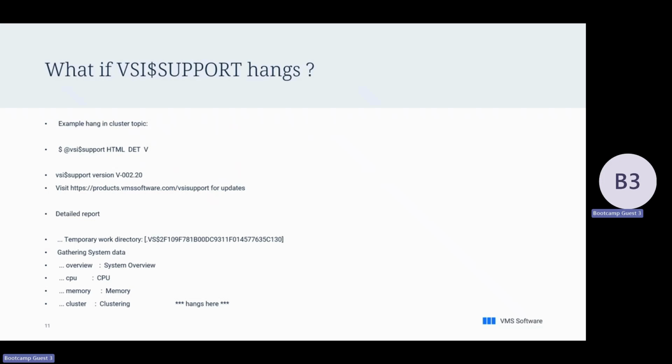Here you can also see the version of the report, and the temporary work directory, which is created in the current directory. It uses the $UNIQUE DCL function to generate a unique name. If you have to interrupt your procedure or the system crashes during VSI$SUPPORT, usually the directory is cleaned, but sometimes this directory remains. So you know that it is from VSI$SUPPORT, and you just delete the directory.